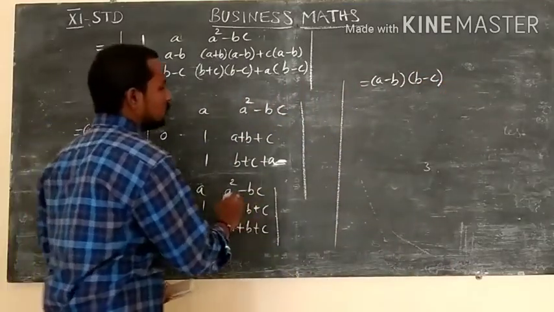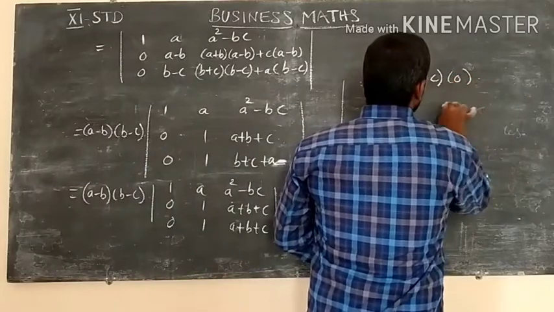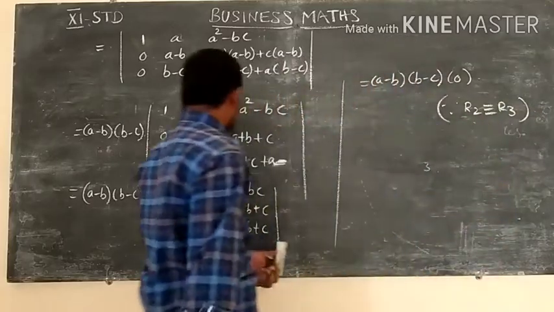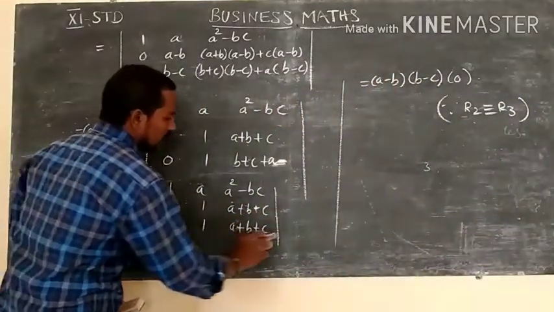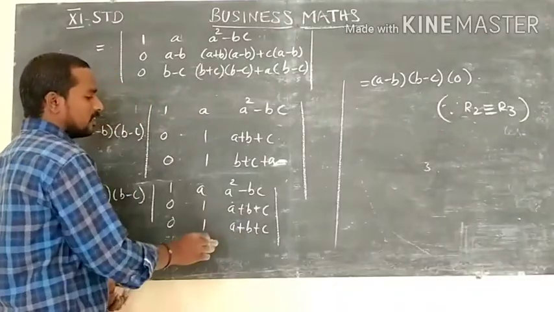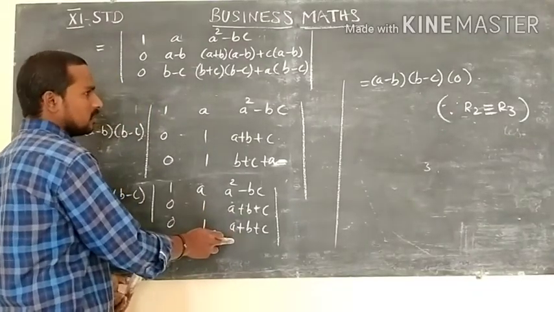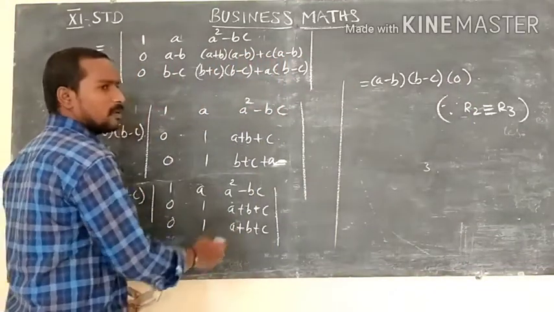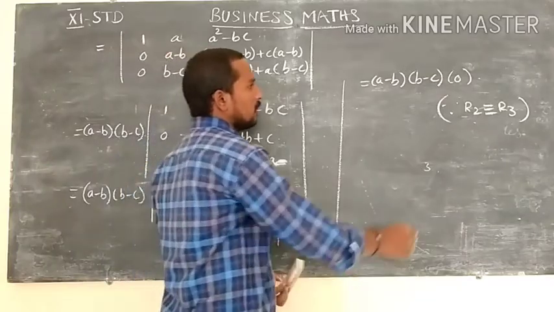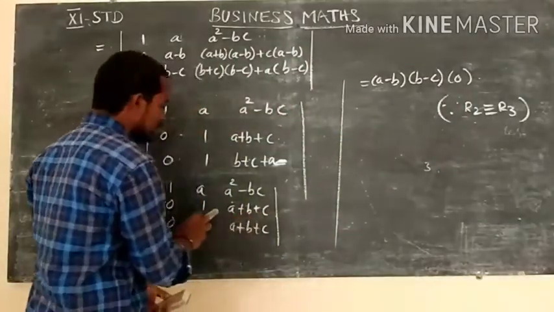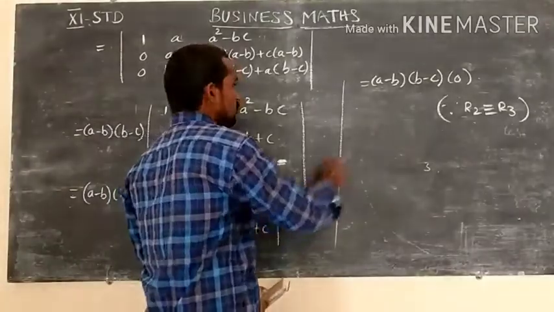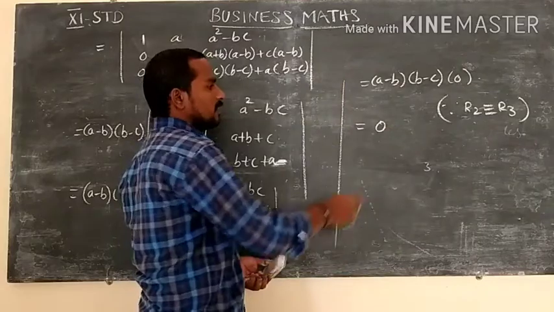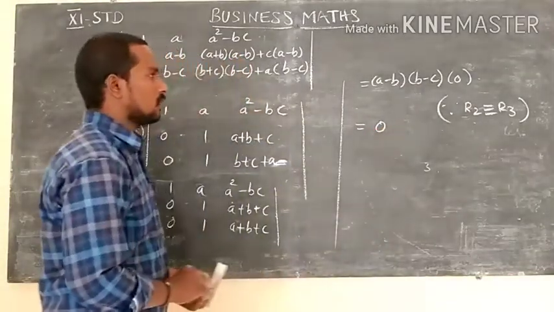Here this value is equal to 0 since R2 is equal to R3. The R2 is equal to R3. The two rows are equal. When two rows of a determinant are equal, the determinant value goes to 0. Okay. So this is one of the properties of determinants. Okay. Read out the properties. So when two rows are equal, the determinant value is equal to 0. Is equal to 0 into the whole value is 0. Therefore, the determinant value is equal to 0. Have you understood?